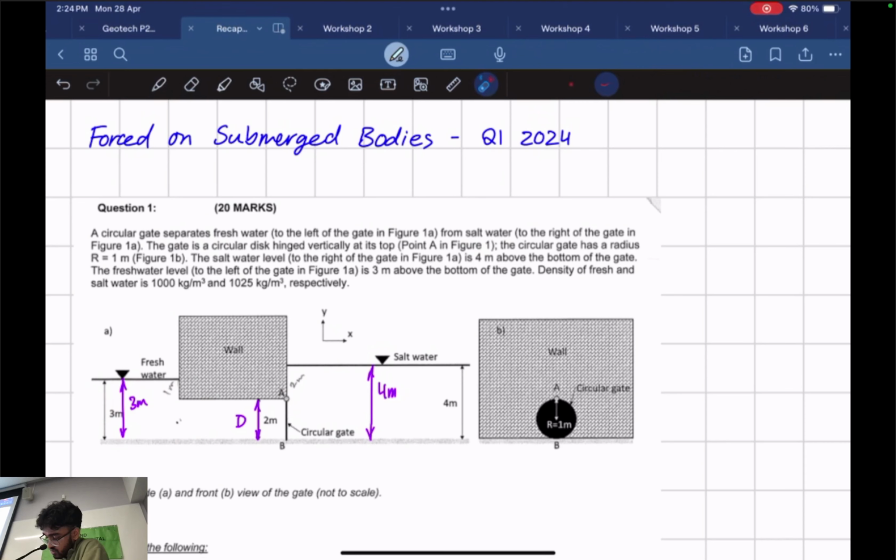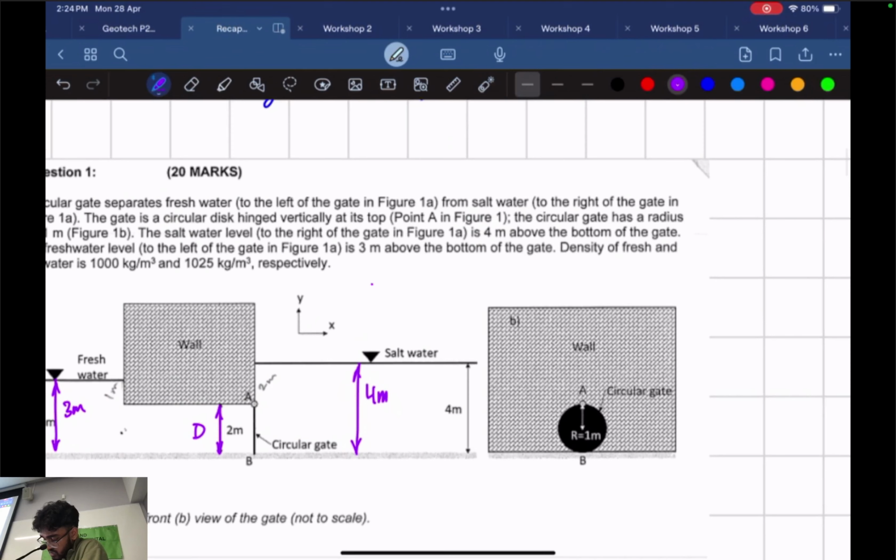Okay, so they've given us a density of salt water and fresh water. So the density of fresh water is going to be 1,000 kilograms per meter cubed, and the density of salt water is going to be 1,025 kilograms per meter cubed.